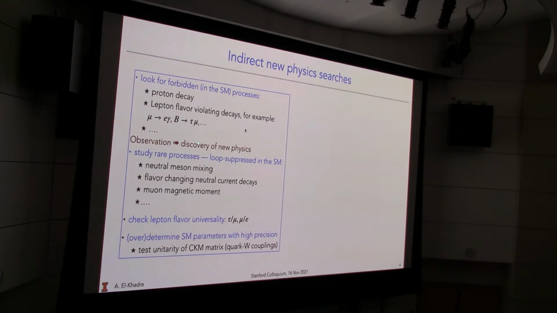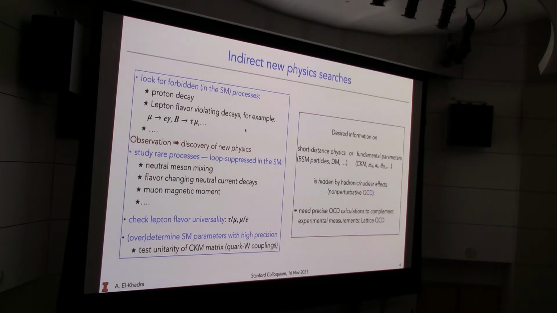In studies of rare processes, meaning that they're loop suppressed in the standard model, so in the standard model the rates are small compared to tree level processes, such as neutral meson mixing, flavor changing neutral current decays, and the muon magnetic moment, for example. One can compare theory against experiment and perform precision tests here. In checking lepton flavor universality, one can also look for deviations over standard model expectations, or, as I already said, overdetermine the standard model parameters, in particular the quark W boson couplings, by testing various aspects of unitarity of the CKM matrix.